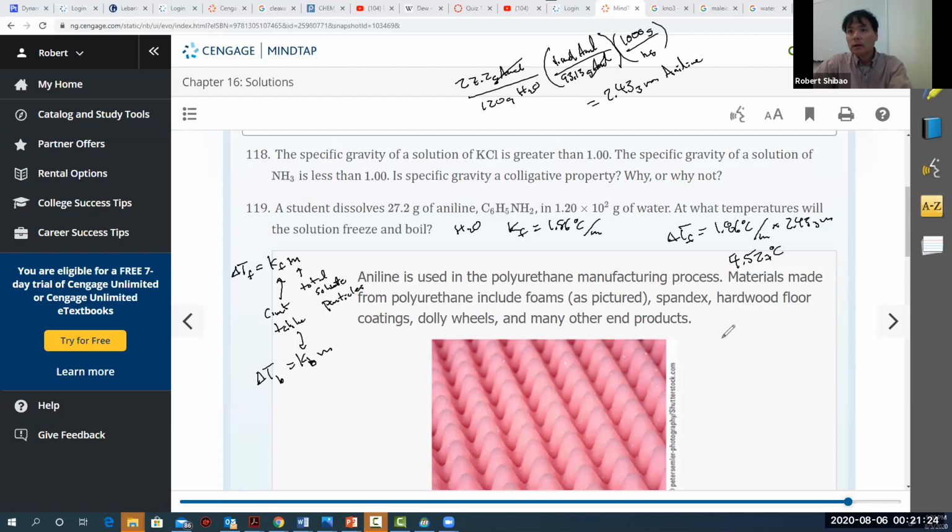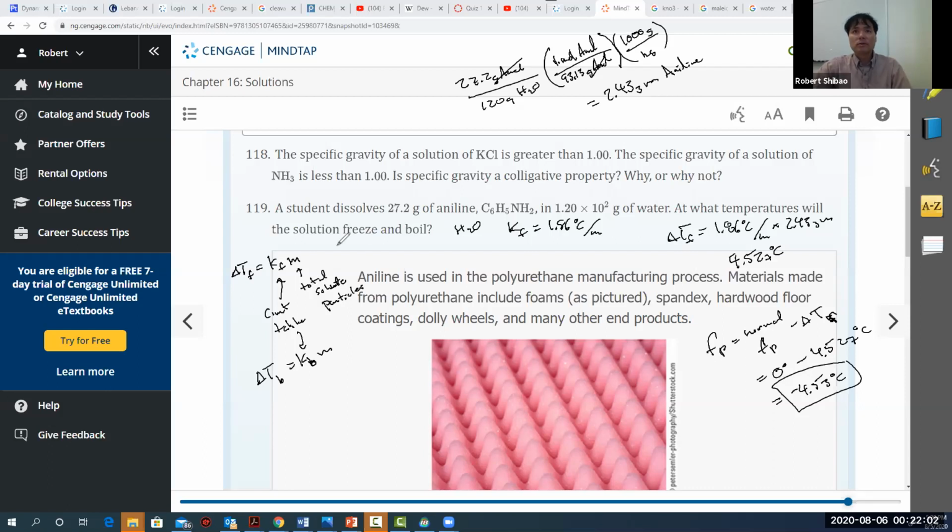So the new freezing point is going to equal the normal freezing point minus delta T_F. The normal freezing point is 0 degrees minus 4.527 degrees C, so this solution is going to freeze at minus 4.5. With 3 sig figs, minus 4.53 degrees C. That's the new freezing point.